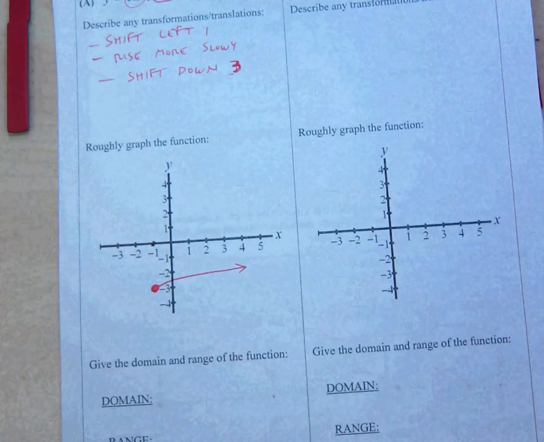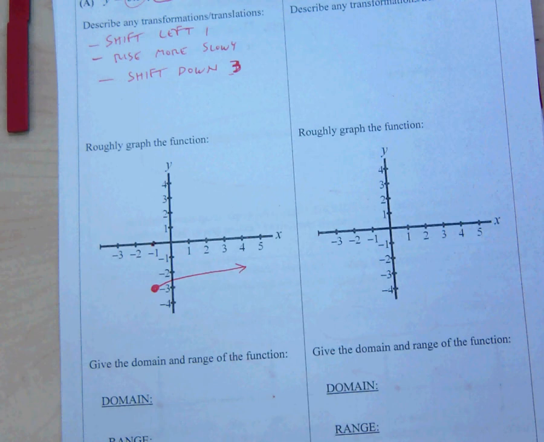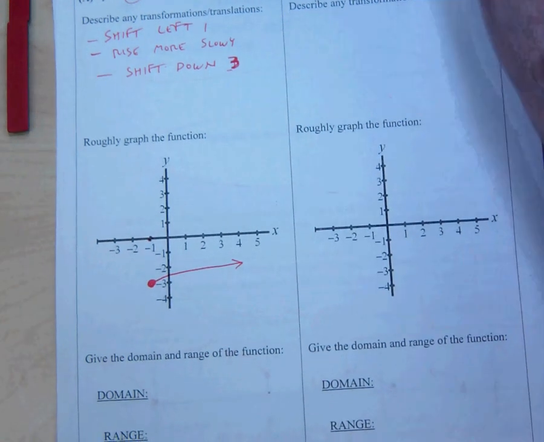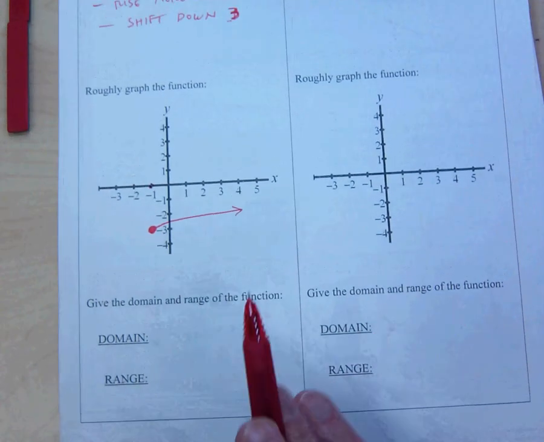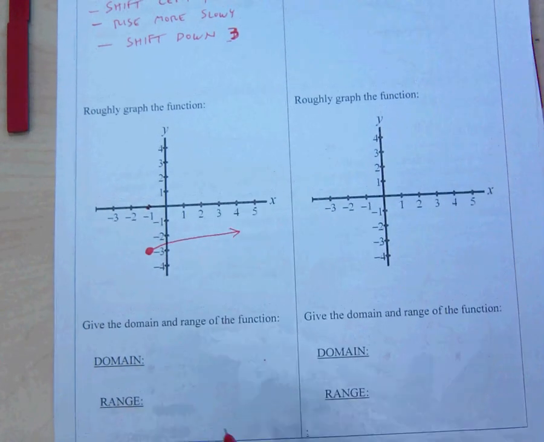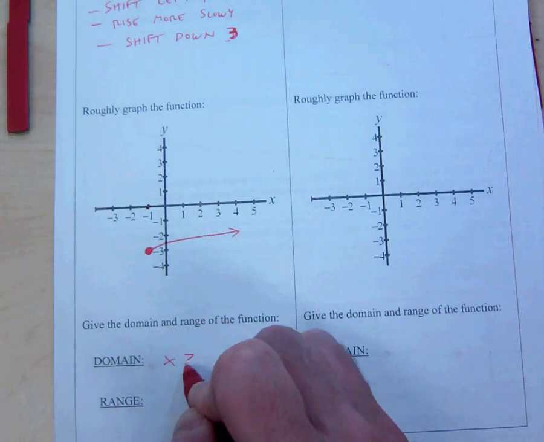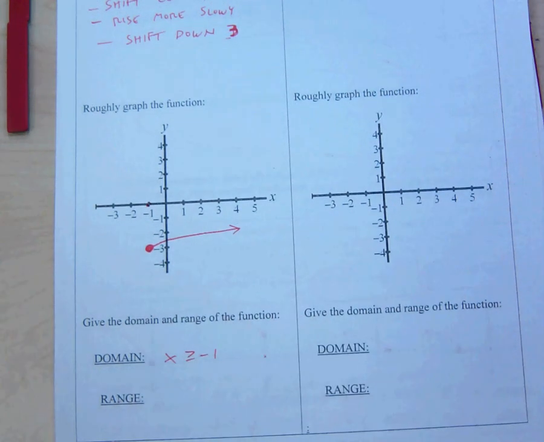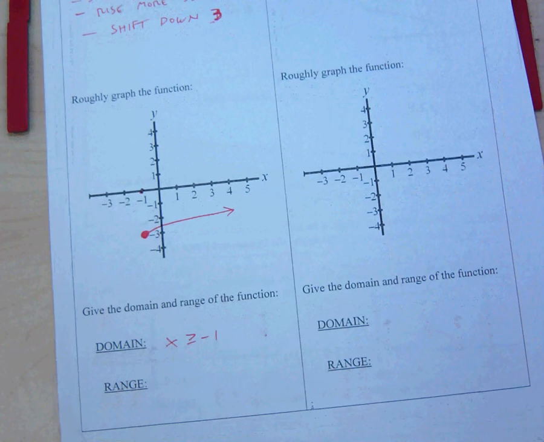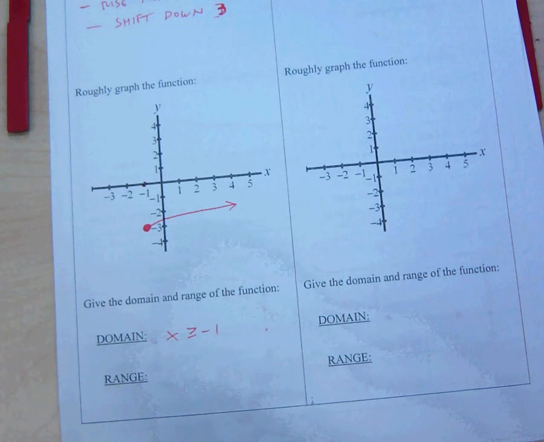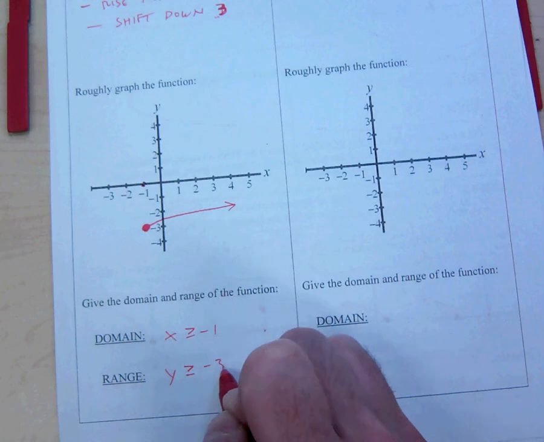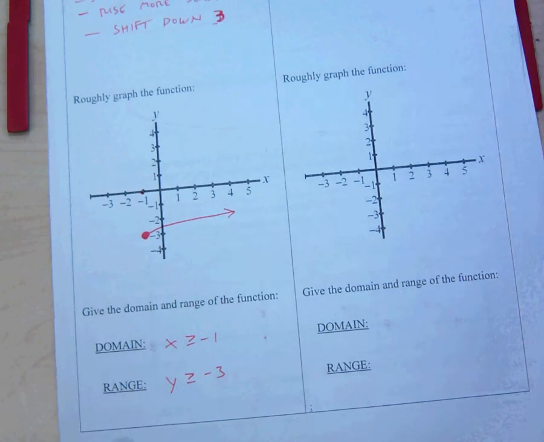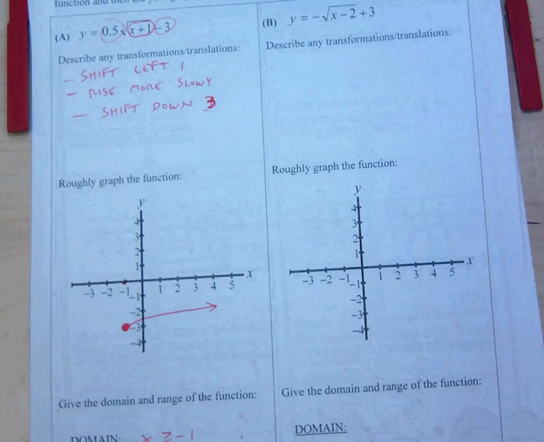Everybody got that? Okay? And by the way, now that you have the graph, you should easily be able to look at the graph, Rachel, and pick out the domain. What is it? X is greater than or equal to -1. Okay, good. And Hallie, what's the range here? Y is greater than or equal to -1. Okay, good. All right, we're going to do B together.